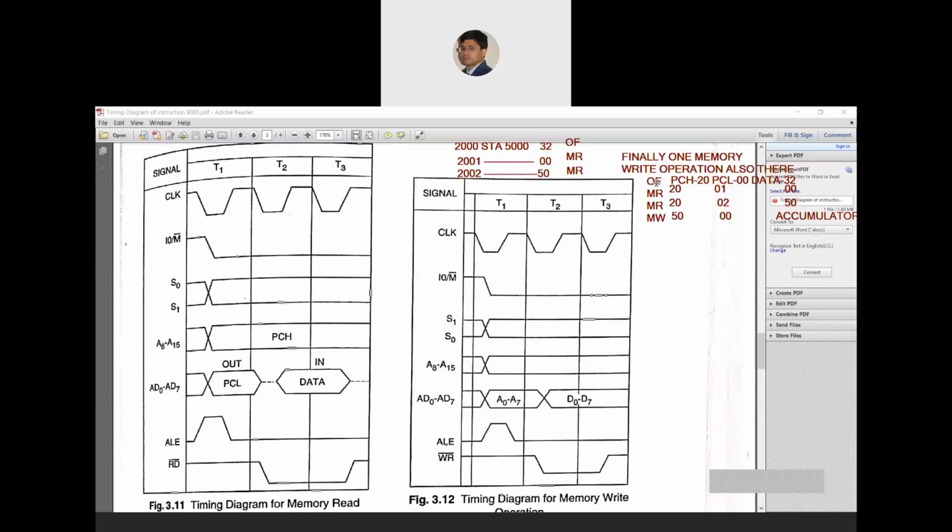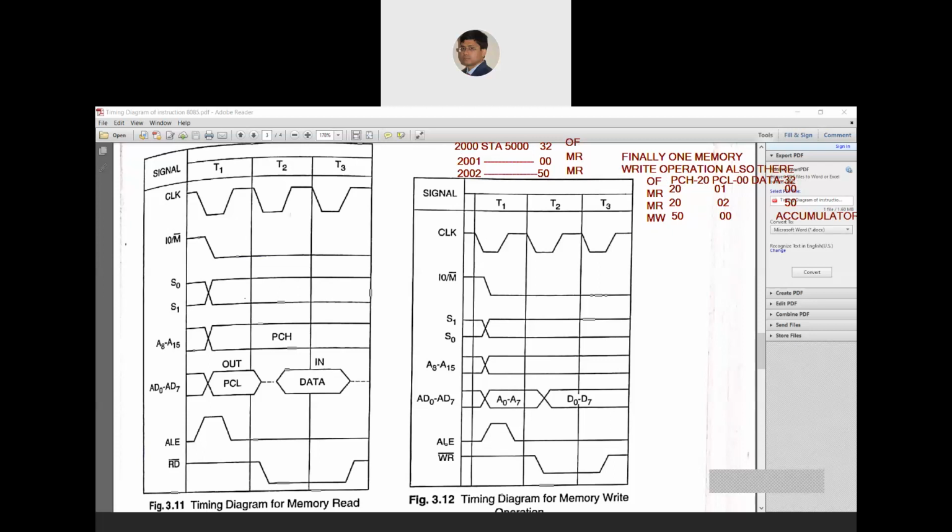So I have shown what the value of PCH is for the opcode fetch operation. PCH value is 20, because you can see here the 2000 location. You have to go to the 2000 location, then only can you fetch the data 32. So PCH is 20, PCL is 00, and data is 32.